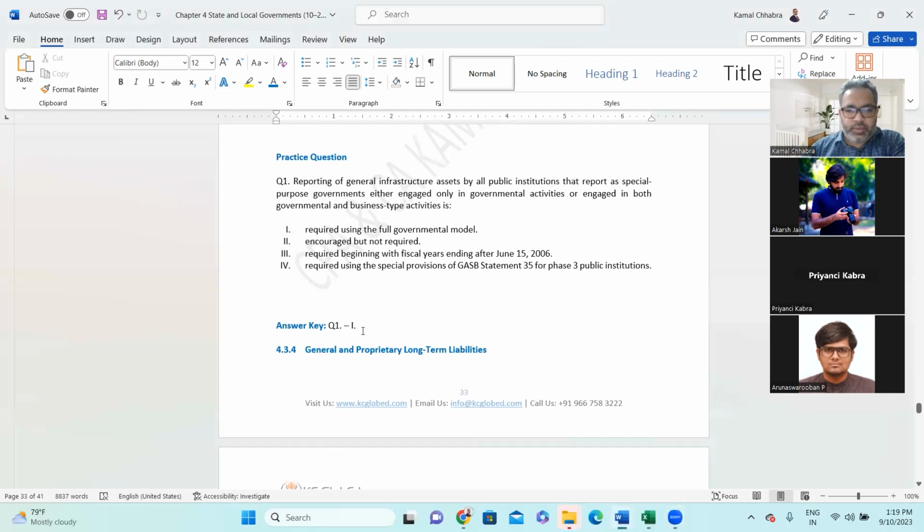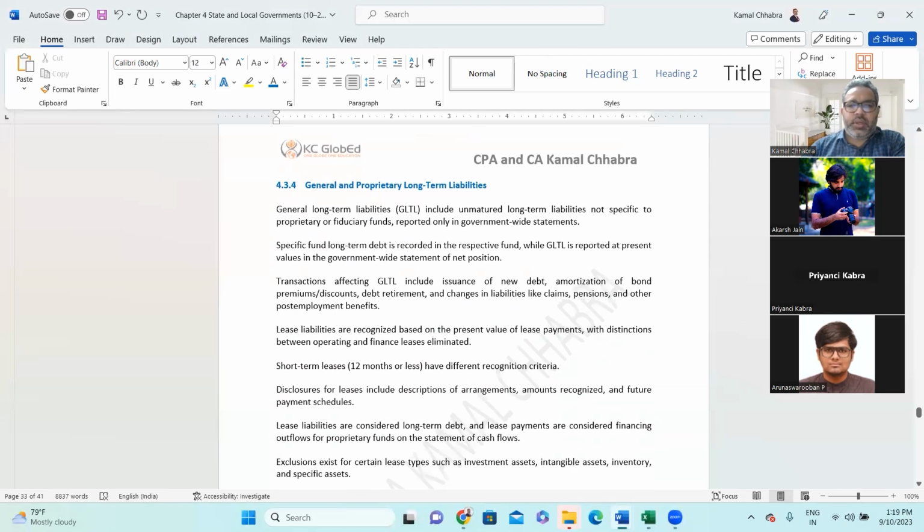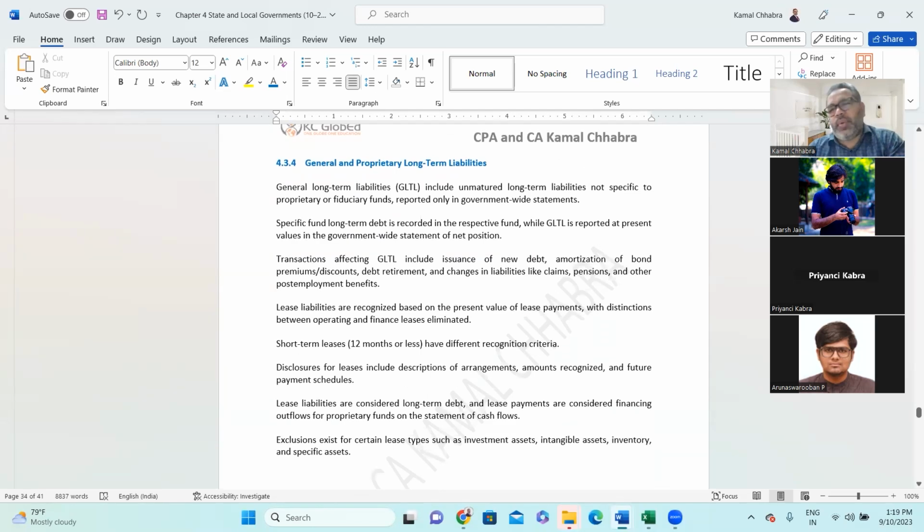Okay, so next one is general and proprietary long-term liabilities. What is long-term liabilities? Payable after 12 months? Yes. So general long-term liabilities, as you all know, are payable after the financial year or payable after the 12 months or payable after the operating cycle, as the case may be.